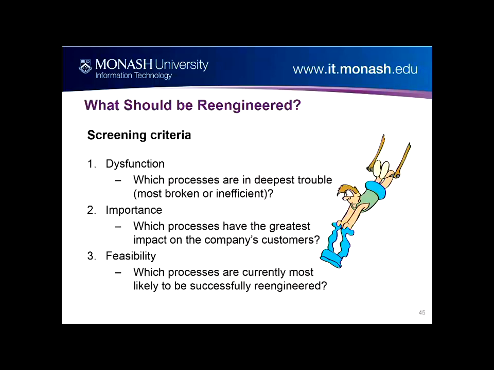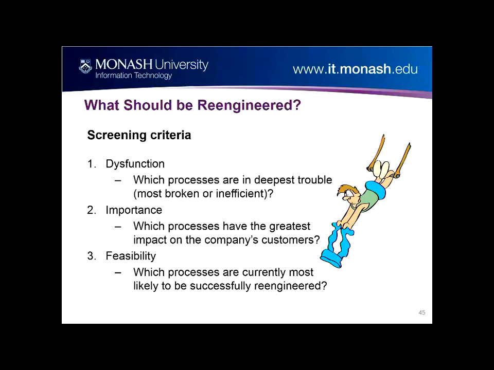Who should re-engineer it? Screening criteria: dysfunction, importance, flexibility. And that is how you end up with this kind of situation. I have to rush through because we only have 3-4 minutes. Dysfunctional: which processes are in deepest trouble, or most inefficient. Important: which processes have the greatest impact on a company's customer. Remember, everything is customer driven in your company.